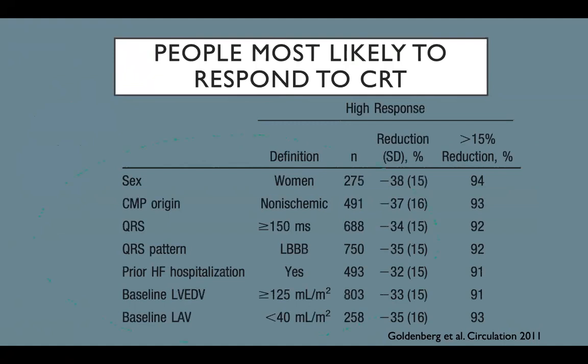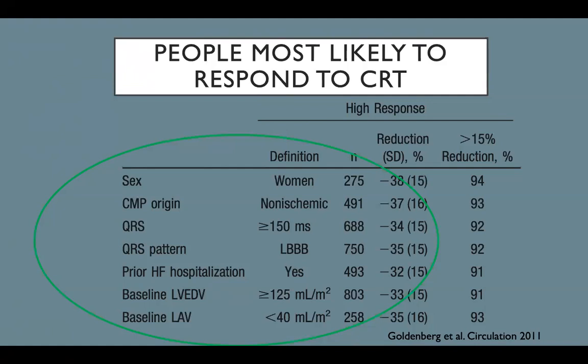And you can see here on the left side, it describes gender as very important. So women, for reasons that aren't quite clear, tend to respond better than men. And some of us will remember that non-ischemic cardiomyopathy has a much greater opportunity to respond, perhaps related to scar burden and other factors, but all comers, non-ischemics tend to respond better to resynchronization pacing. People with QRS durations greater than or equal to 150 milliseconds with a left bundle branch block pattern are also much more likely to respond.